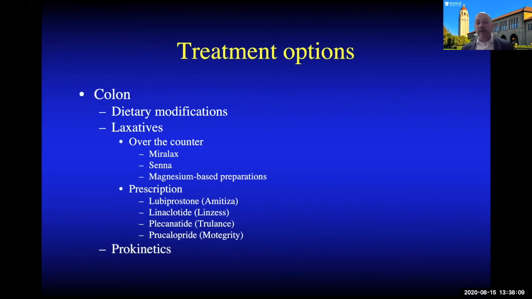The first 3 that I've listed here all work through the main mechanism of increasing fluid secretion within the gut, with the idea that the more fluid you have there, the softer everything is, the more it gets propelled out. The 4th one was just approved in 2018, though it was approved in Europe in 2012. This works through a different mechanism of increasing contractions within the gut. So we sometimes will use one from the first 3 plus the 4th one in combination, and there might be some synergistic benefits with that. And then finally, prokinetics again can help here.